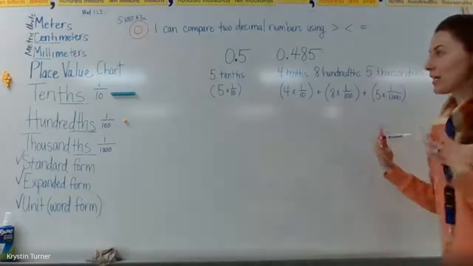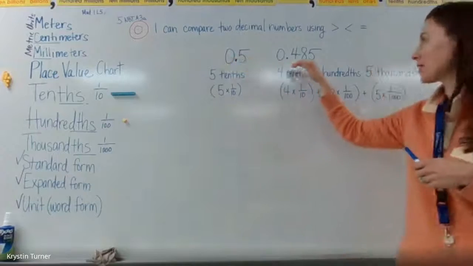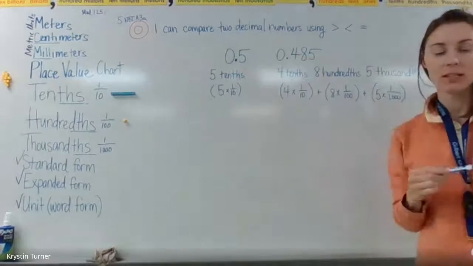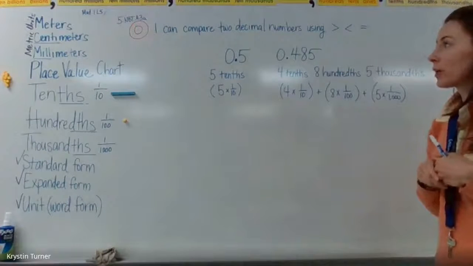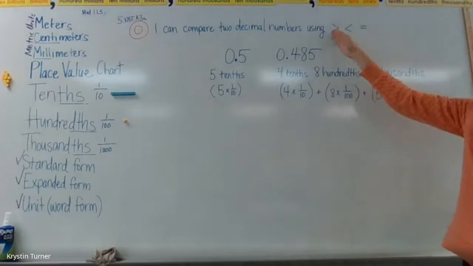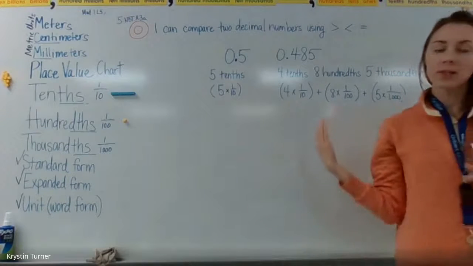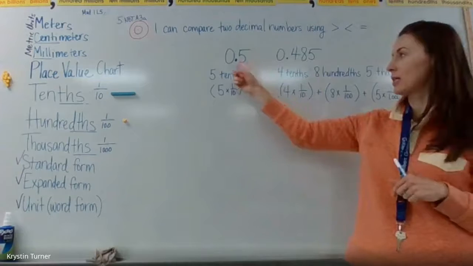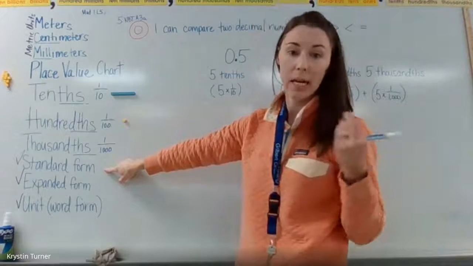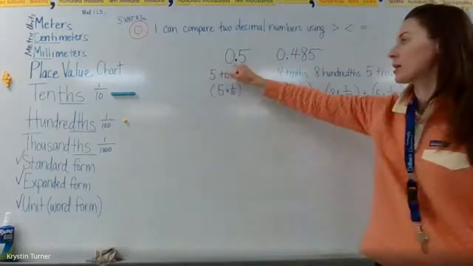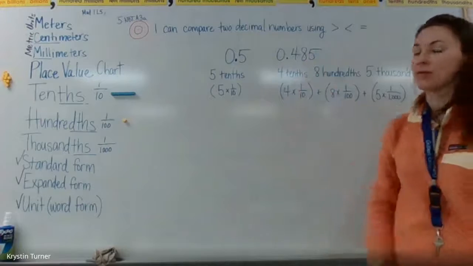So I have written two decimal numbers: 5/10ths and 485 thousandths. These are our decimal numbers, and we're going to compare the two using either the greater than, less than, or equal to symbol. Now, these two numbers, this is how they're written in standard form, right? When we write it in standard form, that's just the numbers. So the number 0.5 versus the number 0.485, right?